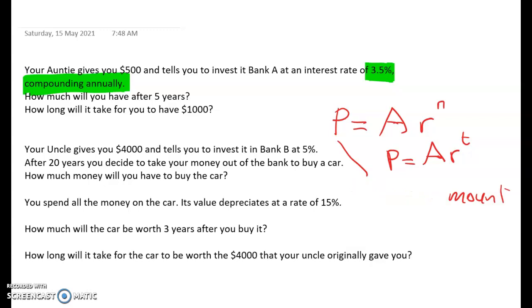So what are the things that are going to determine how much money we'll have after 5 years? Well, it's going to depend on how much we were given, and then it's going to depend on the interest rate. And we know that it's going to be N equals 5. So that's quite an easy problem. The harder one in here is to work out how long it will take to have $1,000. So we'll do that one first, then we'll come back to the next one about our uncle.